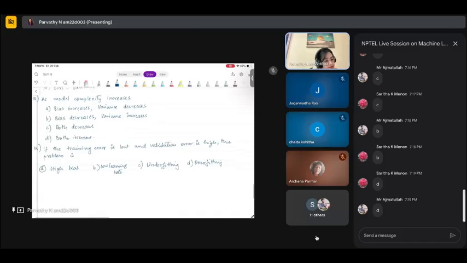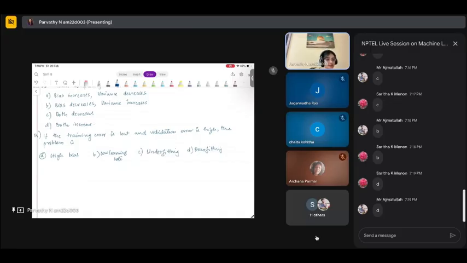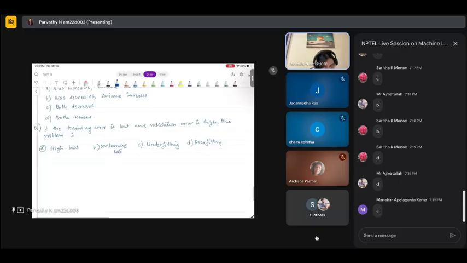If the training error is low and validation error is high, the problem is overfitting.